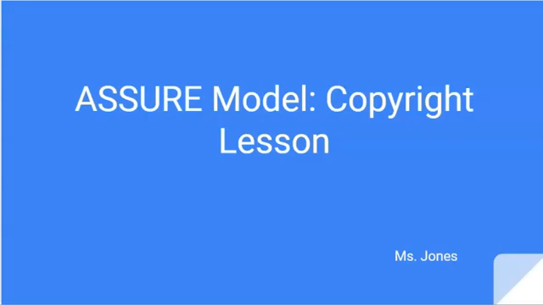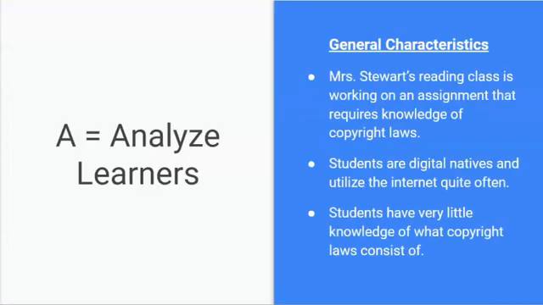Here is the ASSURE model for the copyright lesson. In the ASSURE model, A is for Analyze Learners. The general characteristics of Miss Stewart's reading class is that they are working on an assignment that requires knowledge of copyright laws. The students are said to be digital natives and utilize the internet quite often. Students, however, have very little knowledge of what copyright laws consist of.